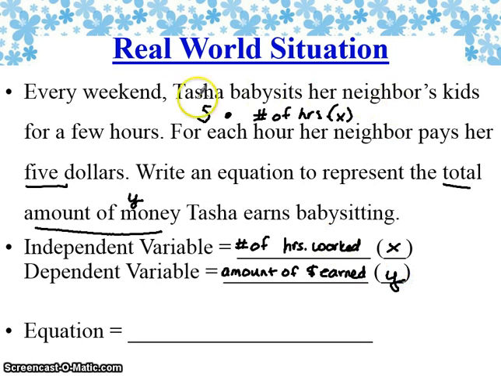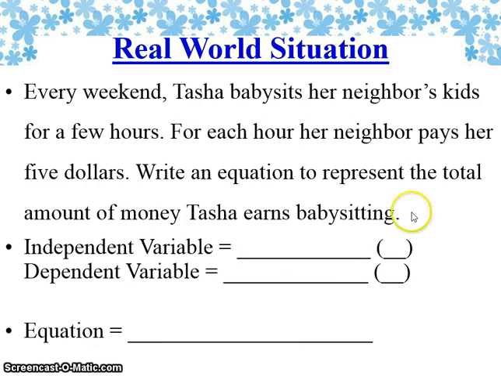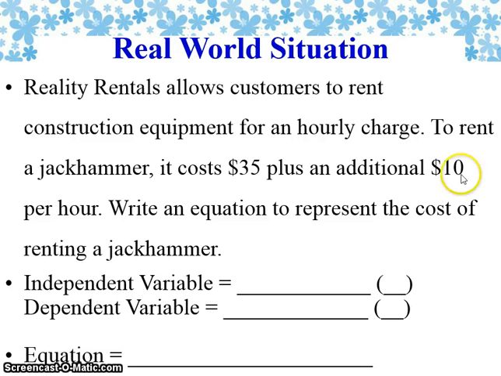Now, we actually have our entire equation here. Y is equal to 5 times X, or 5X. So this equation can be used to figure out any number of hours that Tasha might babysit. Let's look at another example.